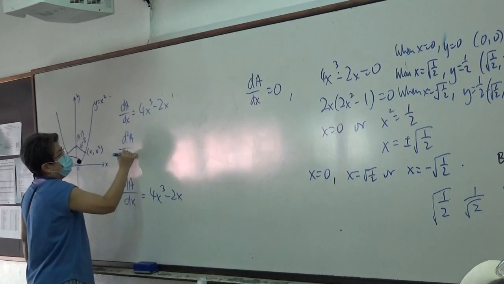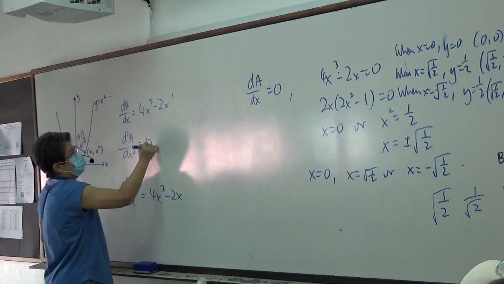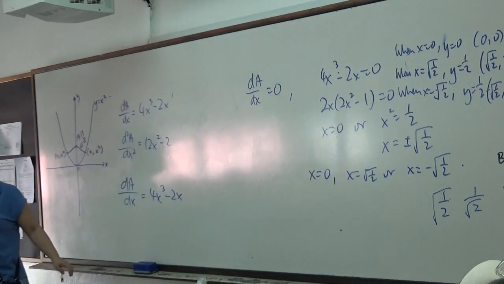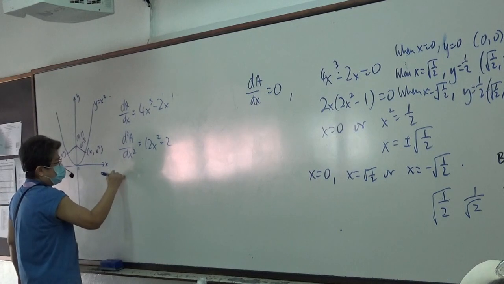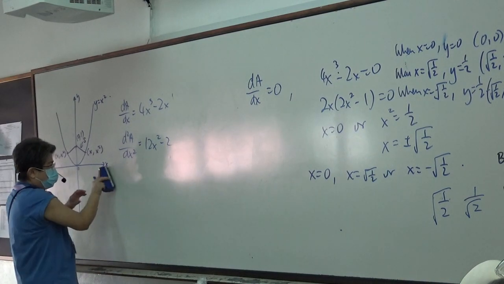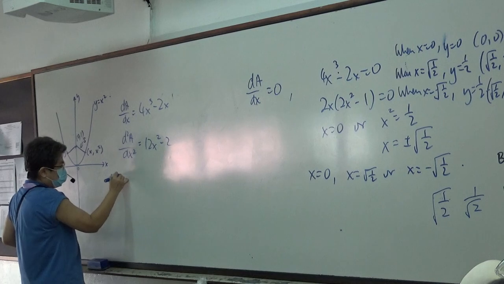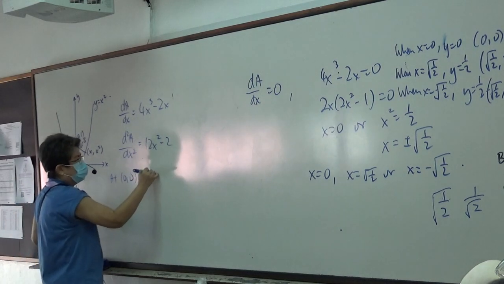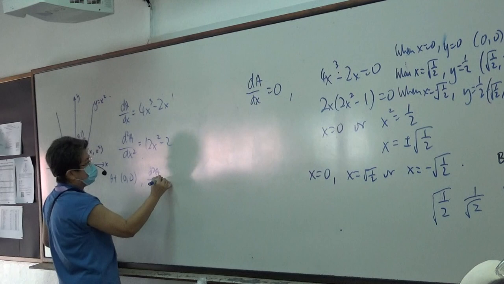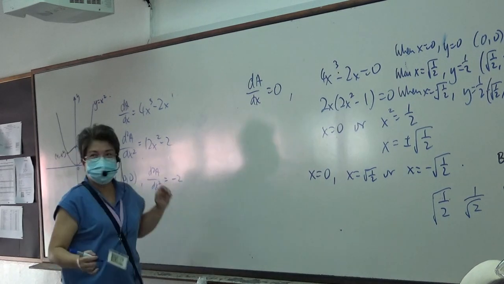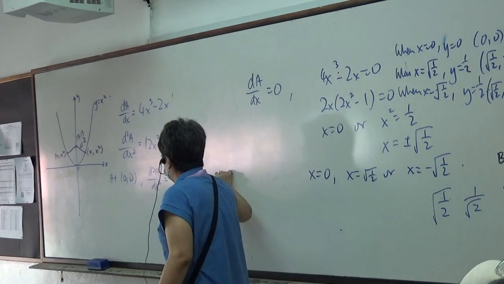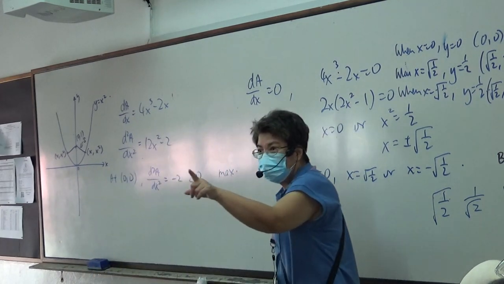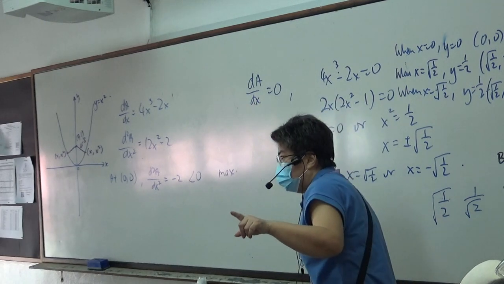What is d2A/dx squared? 12x squared minus 2. Agree? Can you see what I'm talking about? 12x squared minus 2. Okay. Now, let us test. At (0, 0), d2A/dx squared will be negative 2, right? This is less than 0, correct? That means this is a maximum value. Can you see? Okay?